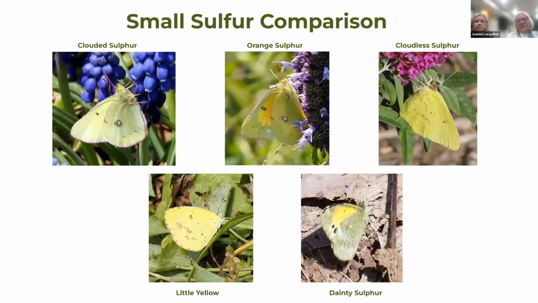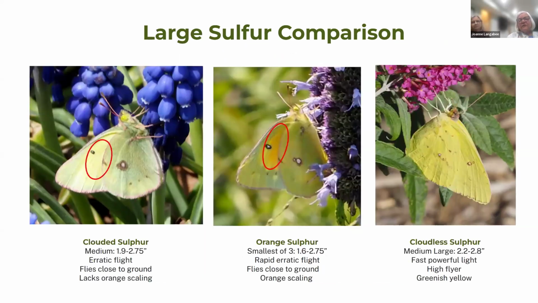Okay, the sulfurs. There are five sulfurs that you will likely encounter. Clouded sulfur and orange sulfur. Then the cloudless sulfur, so the names are easy enough to confuse, clouded and cloudless. And then you get little yellow and dainty sulfur. So we'll compare them, the large and then the small. The three large ones are clouded sulfurs and orange sulfurs, and if you mistake them for each other, don't worry about it. They're really, really hard to tell apart.